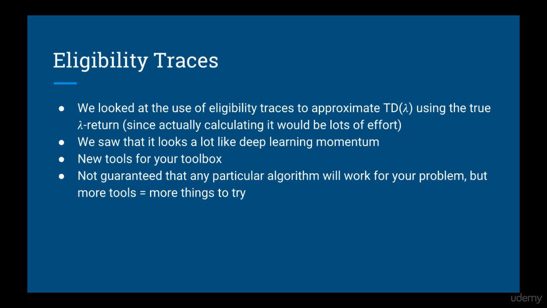We then looked at an online algorithm using eligibility traces that approximates online TD lambda. It is interestingly reassuring that the TD lambda algorithm looks a lot like the momentum update from deep learning. Think of these as new tools for your toolbox, like all the other algorithms you learn in this course. It's not guaranteed that any particular algorithm will work for your problem, but the more tools you have, the more things you can try, and the more likely it is that you'll come across a solution.